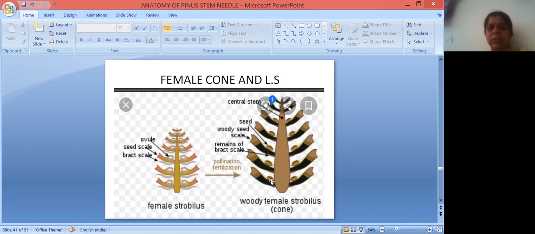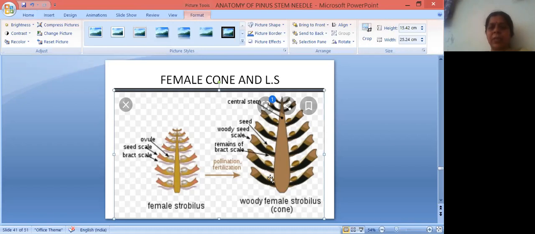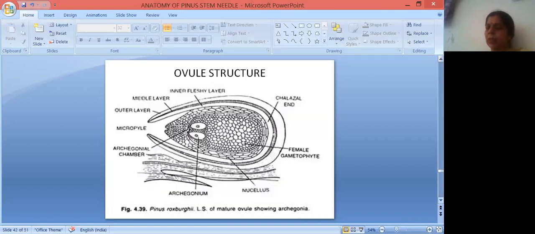So you can clearly see these ovules. These are modified seeds after fertilization. The first picture is before fertilization, and the second picture is after fertilization. So ovules are naturally modified into seeds after fertilization. Now coming to the structure, the ovules, which are two in number, are present on the abaxial lower surface of the ovuliferous scales. Look at this, this is the type of ovule which is anatropous.